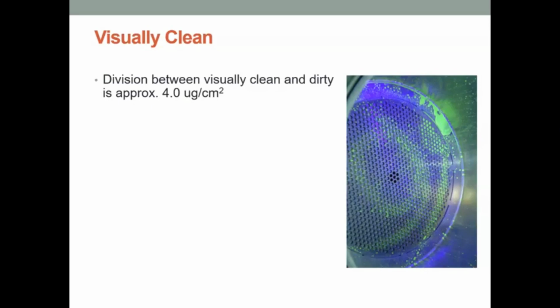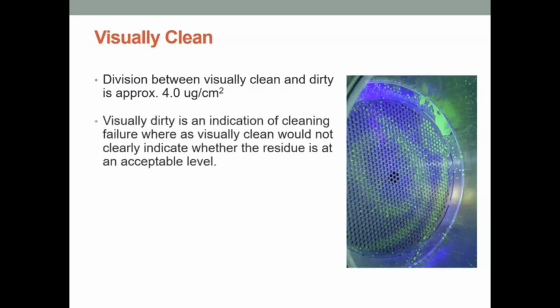Visually clean. The division between visually clean and dirty is approximately 4 micrograms per centimetre squared. Visually dirty is an indication of cleaning failure, whereas visually clean would not clearly indicate whether the residue is at an acceptable level or not. That would depend on what your acceptable limits are and whether or not your material is visible to the naked eye.